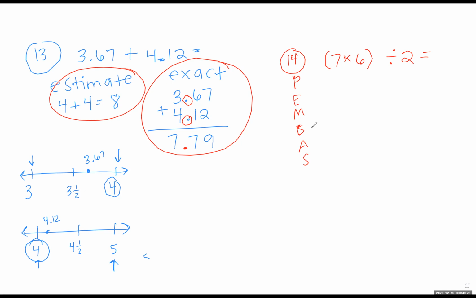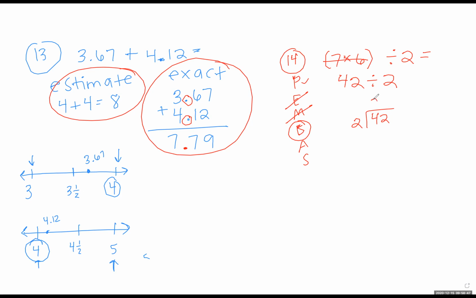7 times 6 is 42, so I replace 7 times 6 with 42, bring down what I did not use, which is divided by 2. So I did parentheses, I had no exponents, no multiplication. I do have division. So 42 divided by 2. If you can't do it offhand, then do it long division-wise.